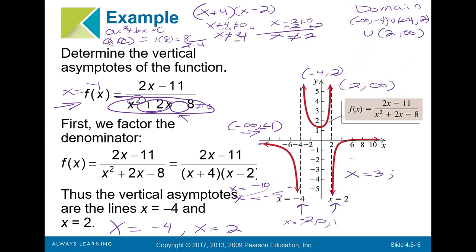I can pick like +7 and +10. And it's telling me what's going on this side here. Again, you just plug it back in the function. It gives you a y value, get an ordered pair, and you can plot it.